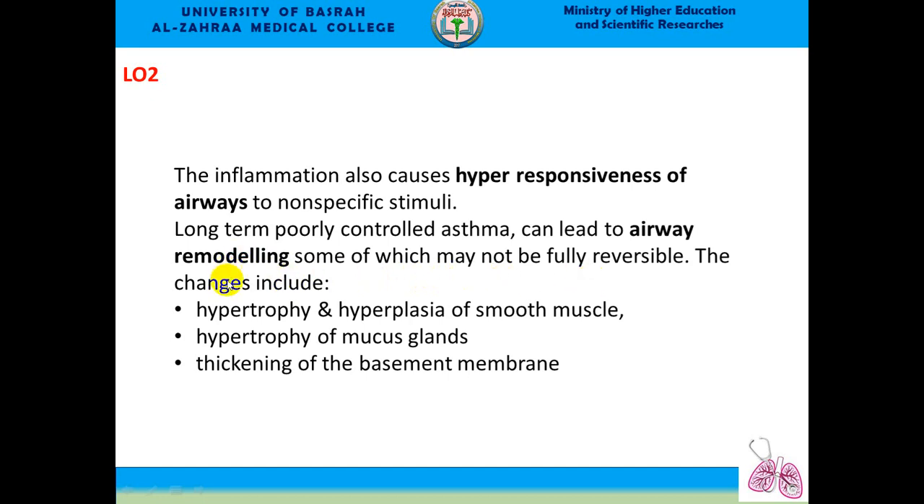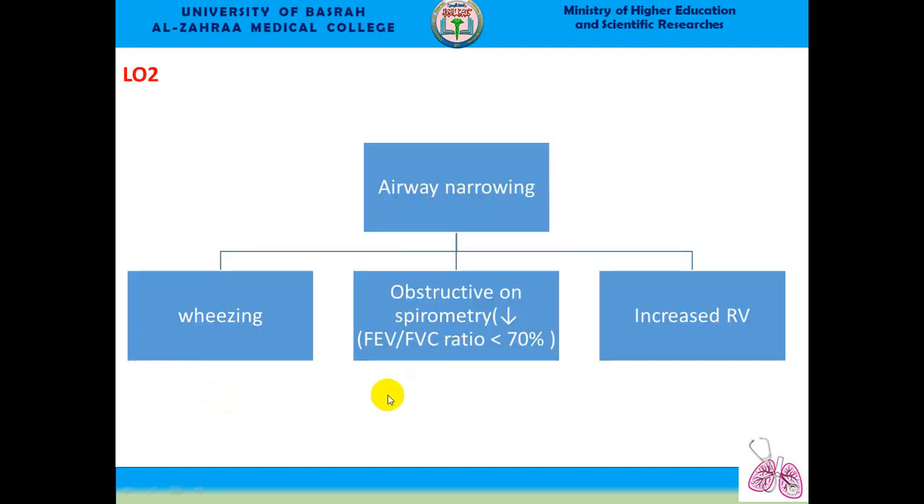And these changes include, first of all, hypertrophy and hyperplasia of the smooth muscle. And there will be hypertrophy of the mucous glands. There will be more mucus secretion. And finally, there will be thickening of the basement membrane. So, as a result of the airway narrowing due to all the processes that I mentioned in the previous slides, we will have the following features. First of all, there will be wheezing.